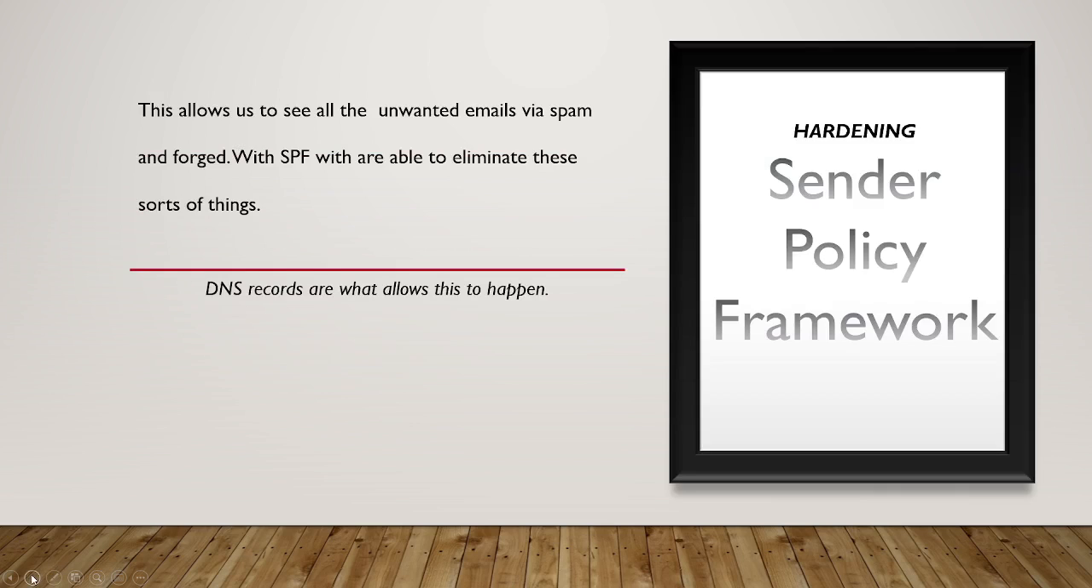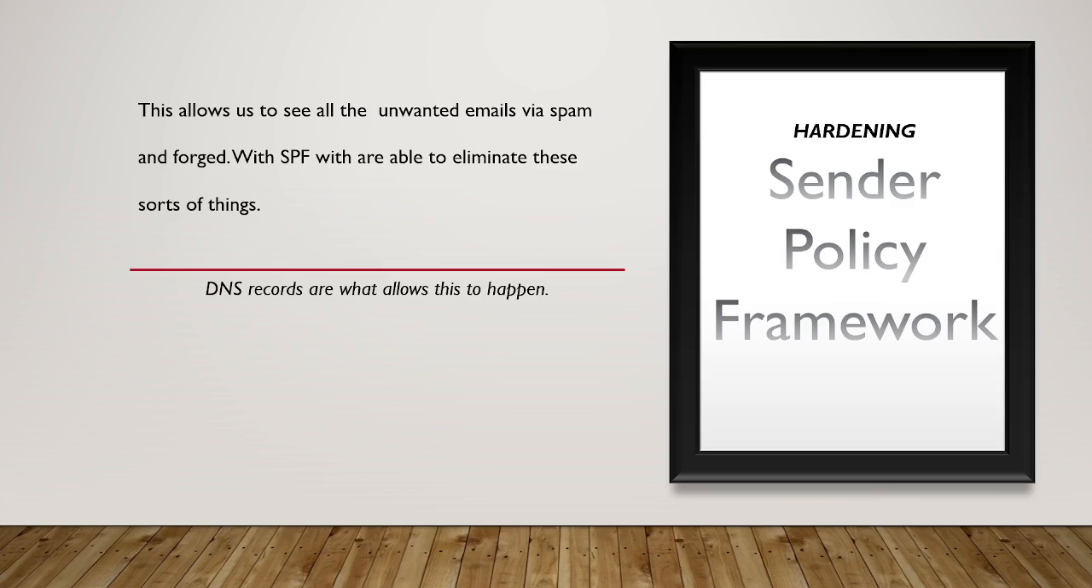Sender Policy Framework. This allows us to catch all the unwanted emails via spam and forgery. And this is great because it eliminates all sorts of things. The main thing to note about SPF is that it is done and used through DNS records. We're going to get into DNS records in a little bit, but that is the way that unwanted mails and forged mails are actually stopped. So that's like its engine if it was a car. That's the main way of running.